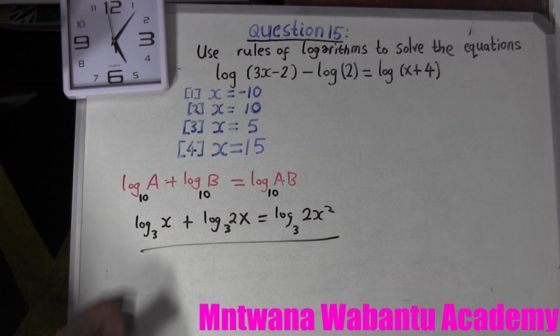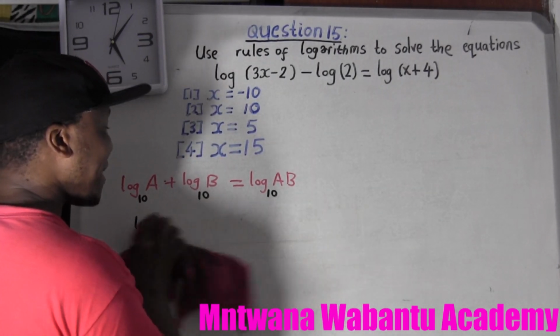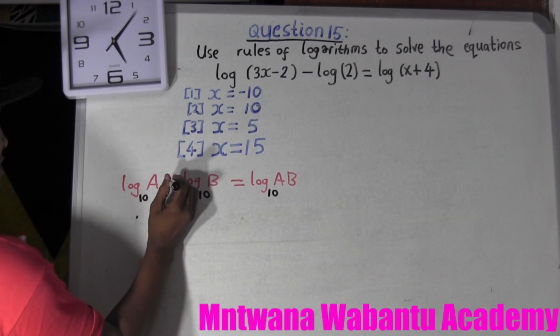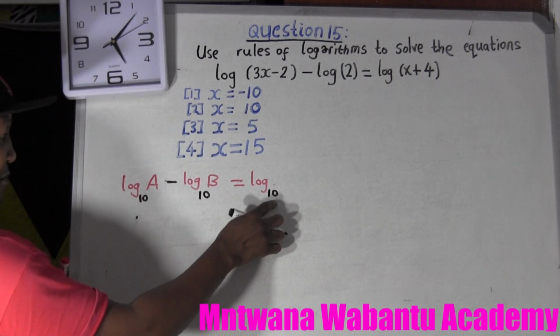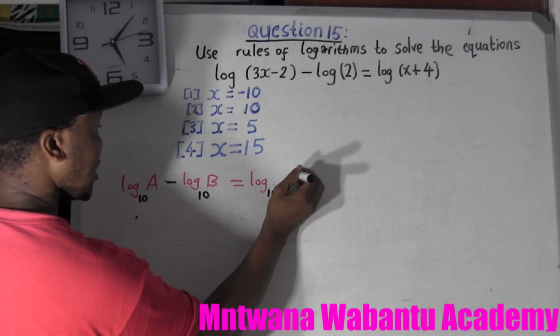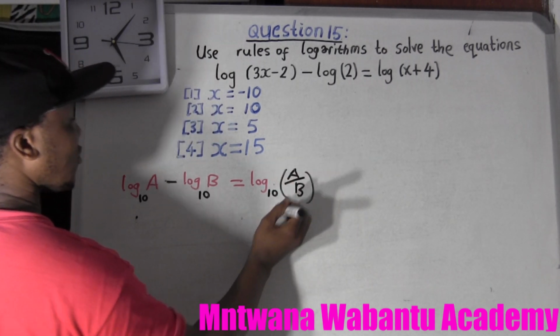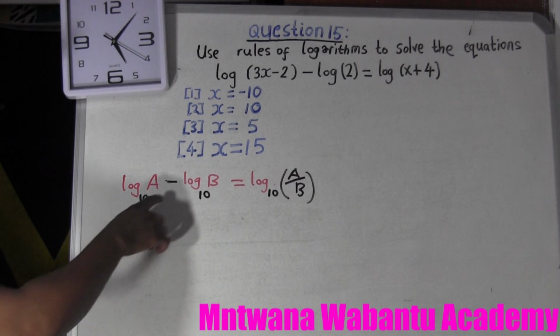Rule number 2, when it's minus, what happens there? If it's minus, now you do not multiply. You don't multiply, you divide. For example, here there's a minus. So if there's a minus, you say log the same base, and then you take the first one and divide by the second one, and you can put a single bracket. See? So if there's a minus, that's how you do it.